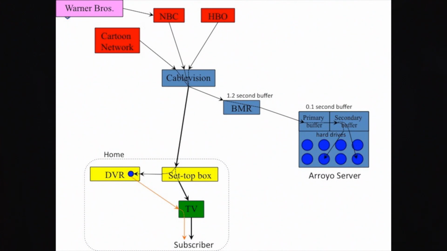The principal difference in operation is that instead of sending signals from the remote to an on-set box, the viewer sends signals from the remote through the cable to the Arroyo server at Cablevision's central facility, which then delivers the program to the subscriber's home.